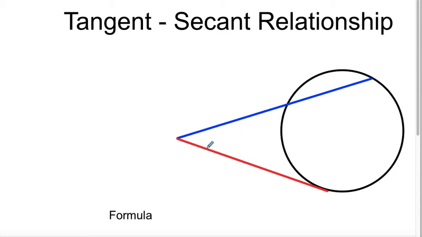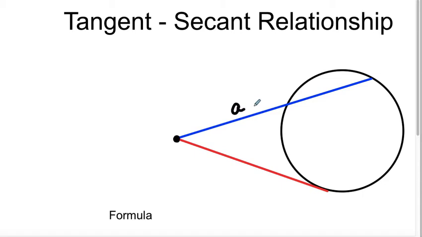When we have a tangent and a secant drawn from the exact same point, then the internal and external segments of the secant are equal to the square of the tangent segment. Let me show you.